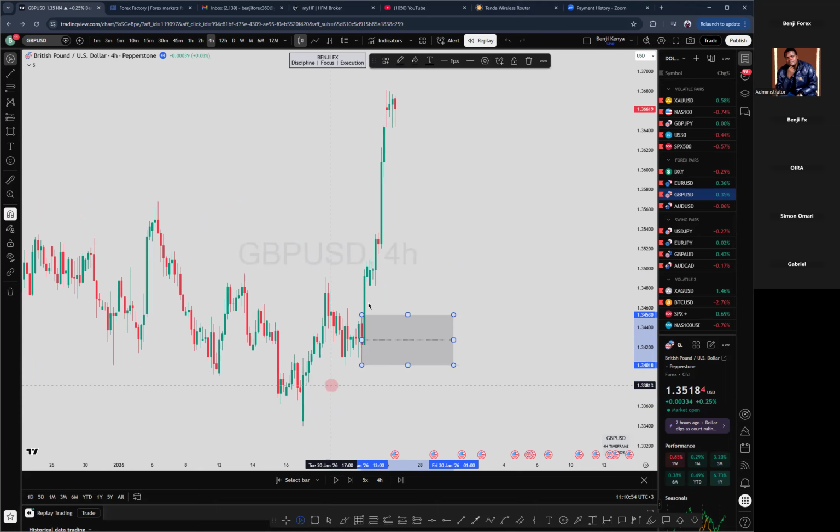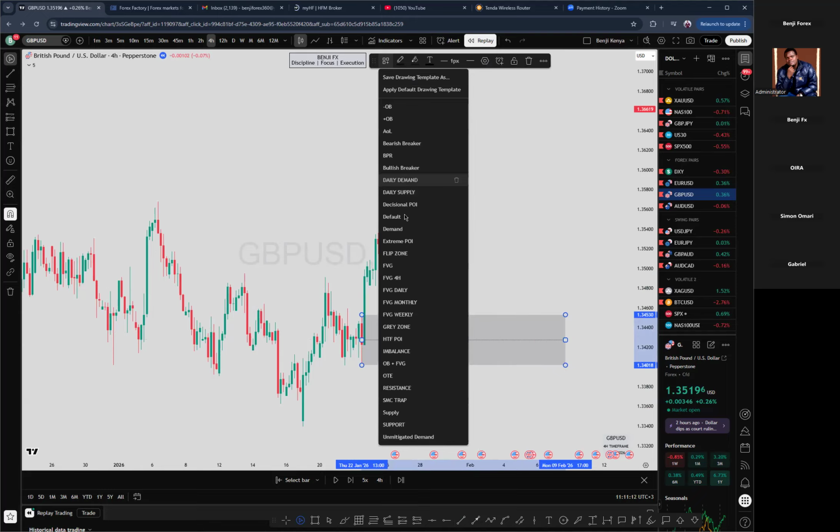Why? Because now we have an imbalance, and we also have what is usually called the inducement that is actually here. So it's very important to be able to adjust to your areas of interest. That's going to be our area of interest. Now this is going to be our demand area that we are having.